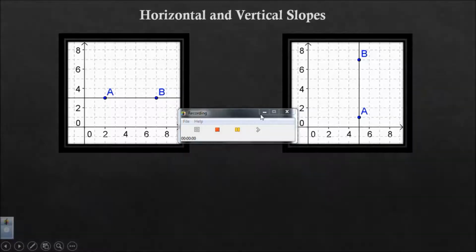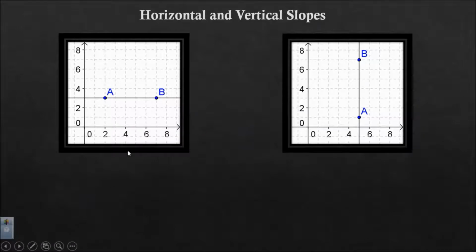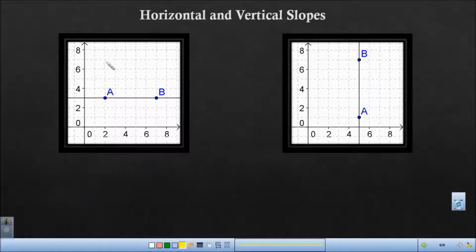And I'll leave the last one to your own device. All right, we're looking at horizontal and vertical slopes here. When I take this first one into consideration, we've got the points 2, 3, and 7, 3. So we do the slope. We'll go 3 minus 3 over, that's 3 minus 3, 7 minus 2.